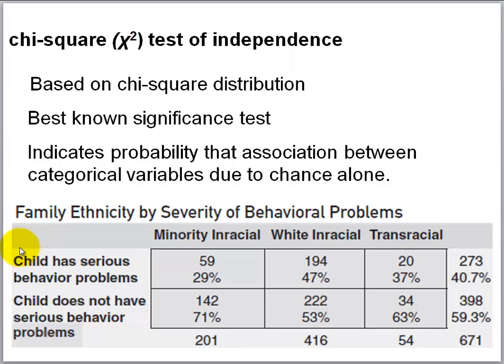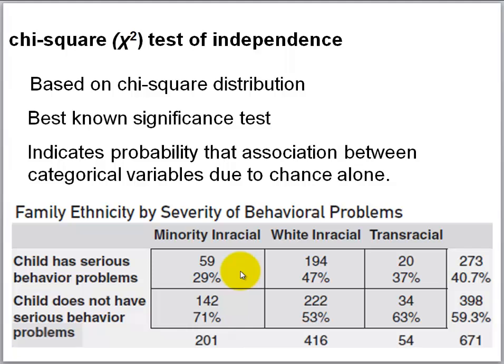Now, to demonstrate the chi-square test of independence, and I think I'll just go ahead and call it the chi-square test, we'll use an example that was presented in Chapter 7. So in our special needs adoption study, we have three groups of family ethnicity. The study looked at whether a child had serious behavior problems or not as perceived by the responding adoptive parent. And I'll describe the results presented in this cross-tabulation from the perspective of having serious behavior problems. The results were that percentages differed in the three family ethnicity groups.